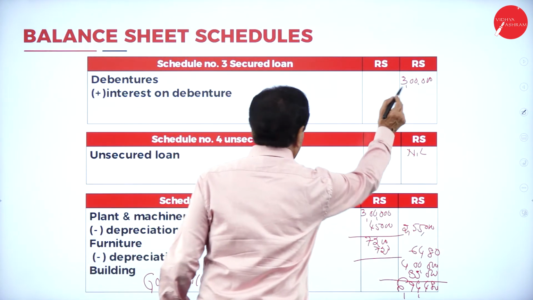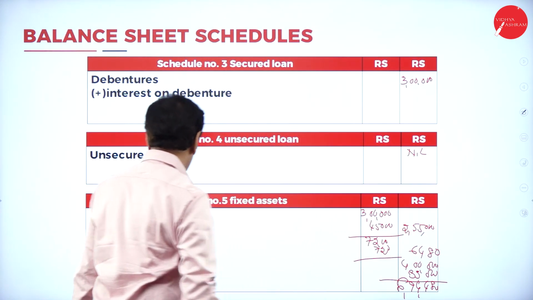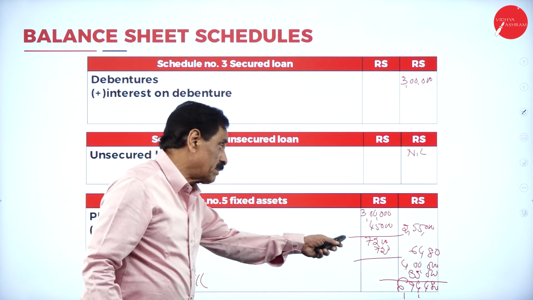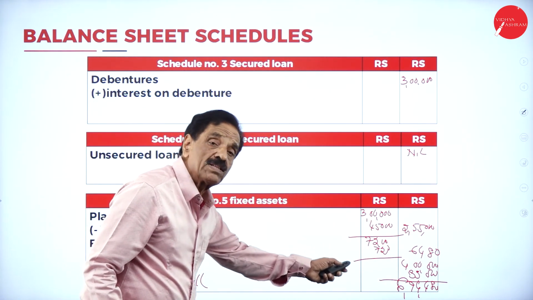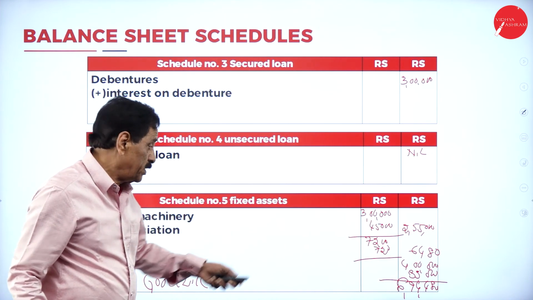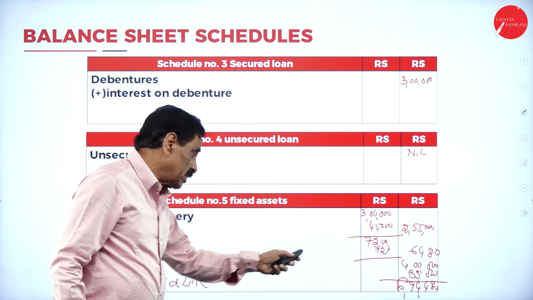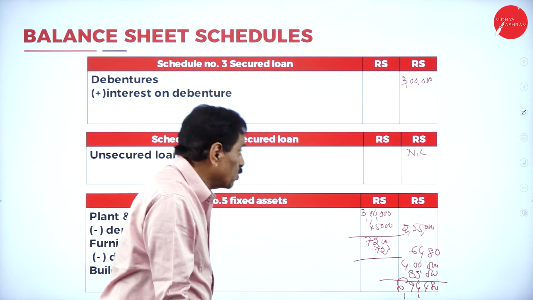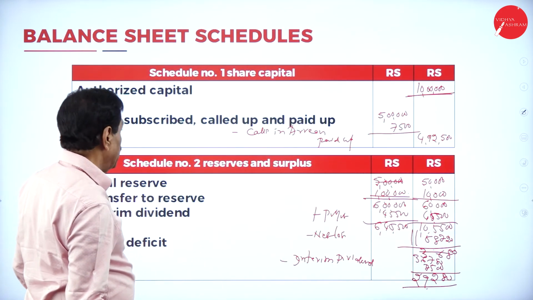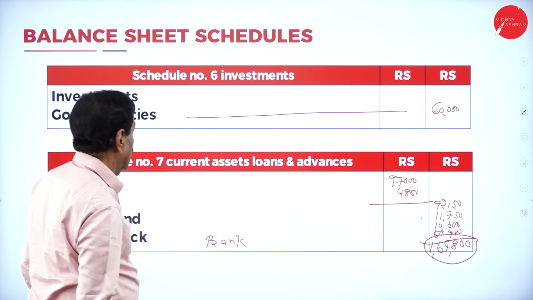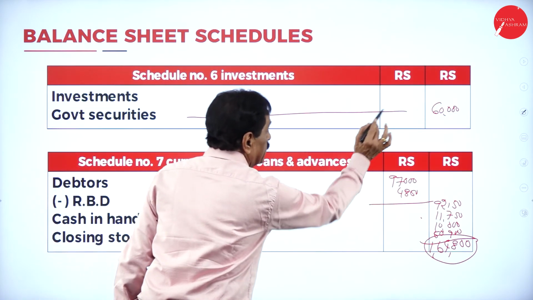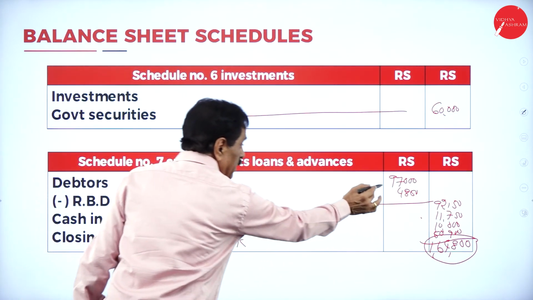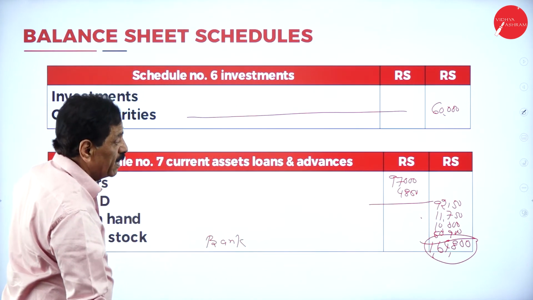Your debenture is 3 lakh. Interest I have taken under current liability. Plant and machinery 3 lakh, minus depreciation. Furniture 7,200, minus depreciation. Building, no depreciation at all. Goodwill 33,000. If you add, 6,94,480. Then investment in government security 60,000. Debtors 97 minus 4,080.